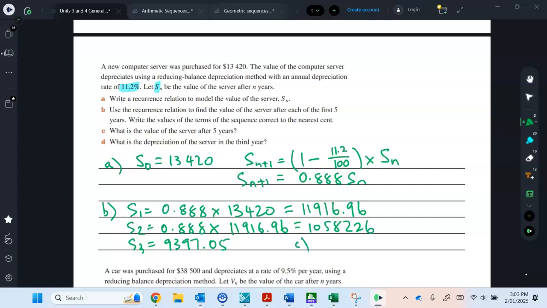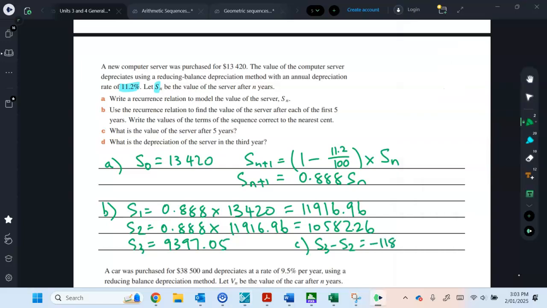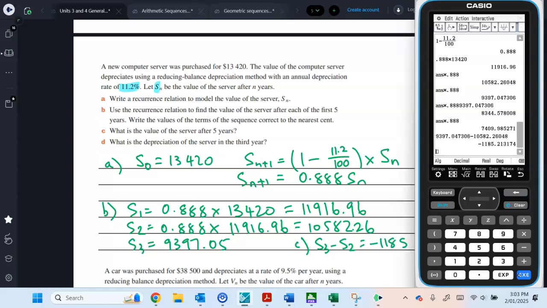So it's depreciated by, oh, did I miss out on a decimal there? So we just need to do S3 minus S2. So on my calculator, I'm just going to do that. So there's S3, whoops. Minus previous one. So it's going down by 1185.21.